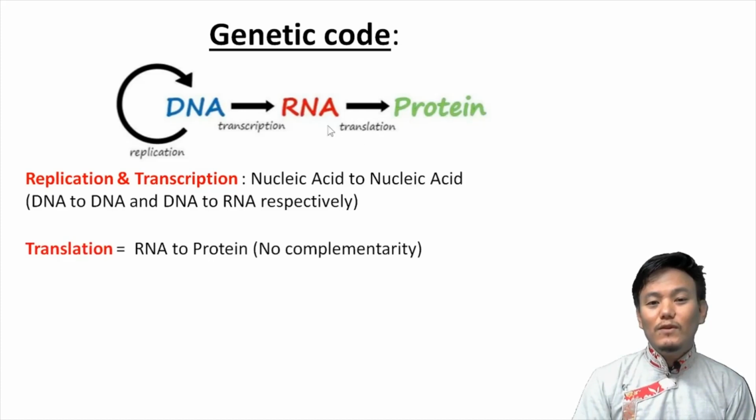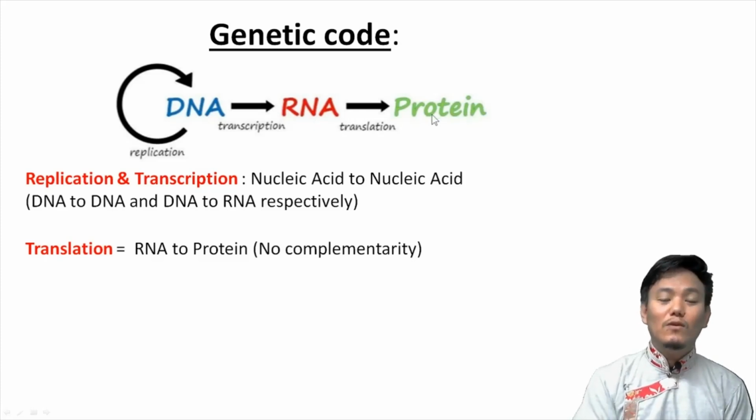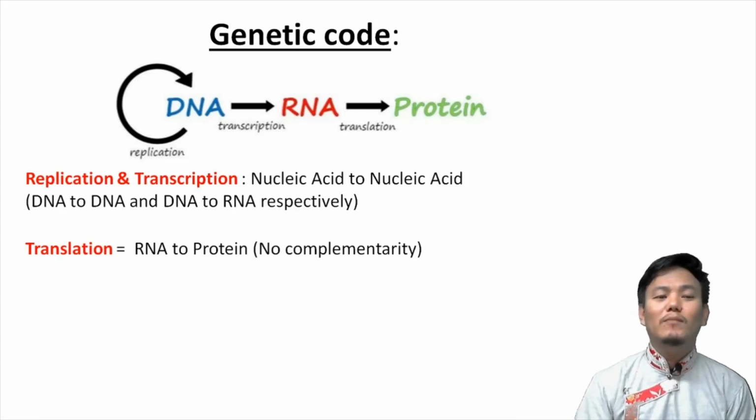But in the translation process, a nucleic acid is directing the production of a protein molecule. A protein, as a biological macromolecule, contains a long chain of amino acids. There is no complementarity between a nucleic acid and a protein. A nucleic acid is a long chain of nucleotides, whereas a protein is a long chain of amino acids. So nucleotides and amino acids don't have any complementarity.